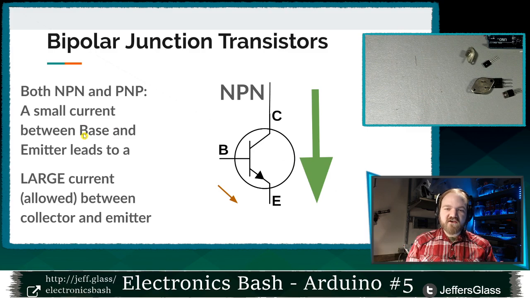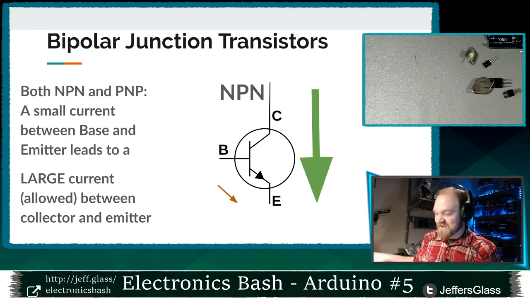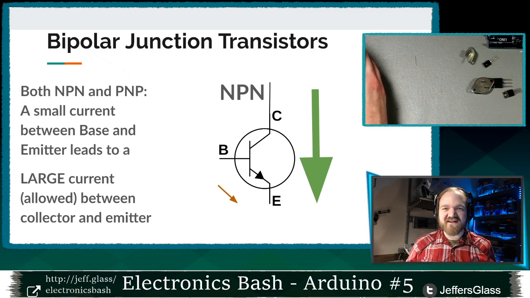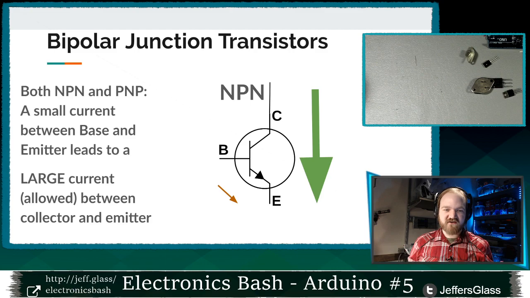So here is the fundamental idea of how transistors work. And by fundamental, I mean a good enough understanding for at least for me to make things with and for you to make things with, not to go out and build your own transistors, although that would be a super cool project. But this is how you can think of them in order to get them working for you. For both species of transistor, NPN and PNP, a small current between the base and the emitter allows a large current to flow between the collector and the emitter.